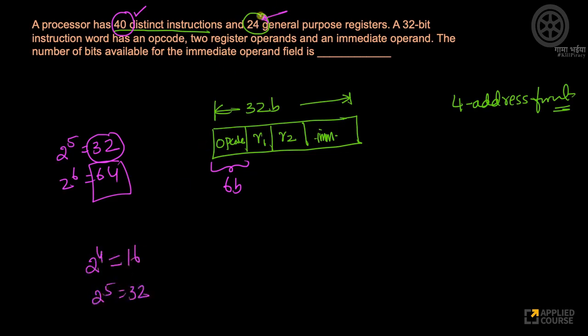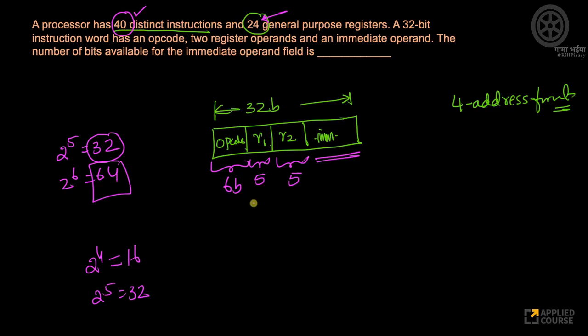So to address these 24 registers, I can't address it with 4 bits because with 4 bits, I can only address 16 registers. I need 5 bits here. So this will be 5 bits. This will also be 5 bits. So what is the size that is left for this now? 6 plus 5 plus 5, 16.